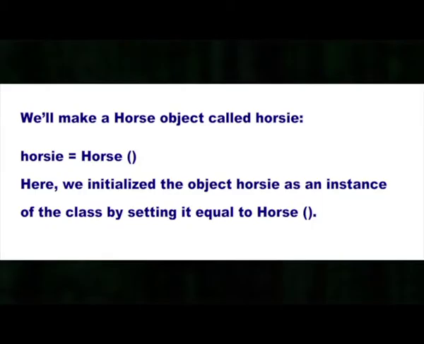Now, what are objects? An object is an instance of a class. We can take the horse class, what we defined just now, and use it to create an object or an instance of it. We will make a horse object called horsey. That can be done by horsey equal to horse open close parenthesis. Here we initialized the object horsey as an instance of the class by setting it equal to horse.